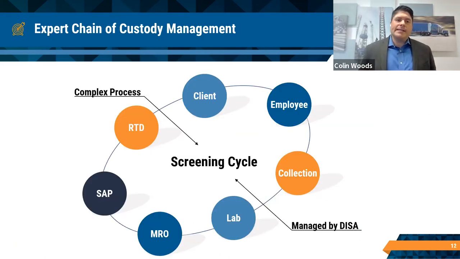So this slide details the chain of custody process, and it is complex. It has a number of moving parts, and DISA, as a third-party administrator, or TPA, our job is to manage all of these moving parts on behalf of the client. So the chain of custody process starts with the client and their policy. And again, the policy is the written document that spells out the rules of engagement with regards to who to test, when to test, what to test for.